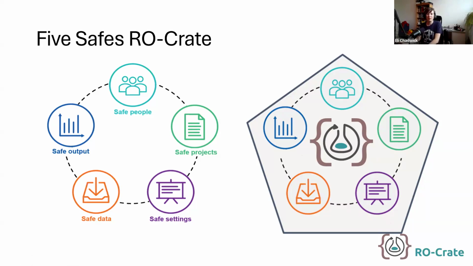With 5 safes crate, whose logo is on the right of the screen, it is basically providing a mechanism to capture data, workflows, and provenance with this metadata in a standardized package that can be used to assess that data against the 5 safes. So it's trying to improve that flow of metadata through TRE processes.